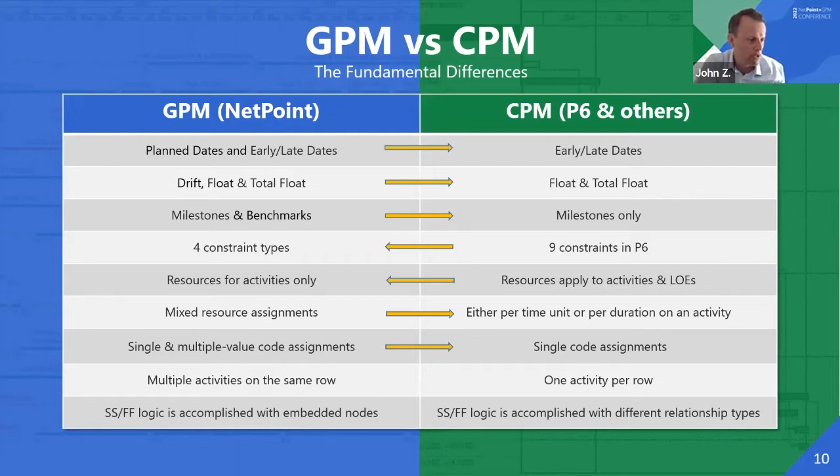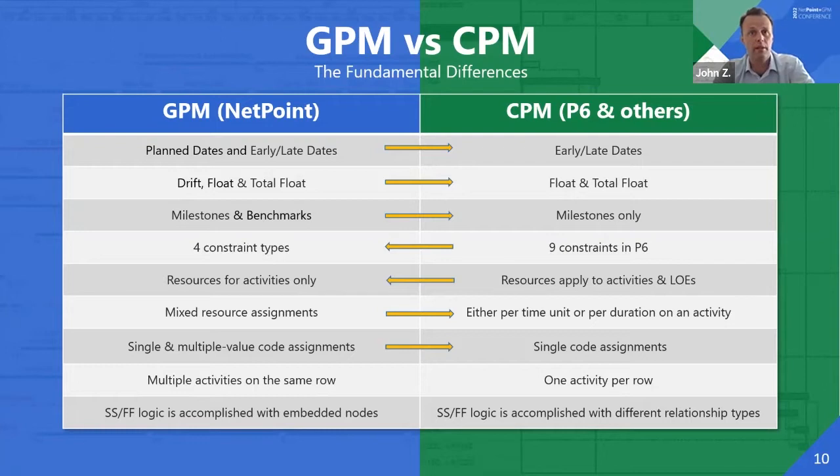So for any P6 users out there, you can obviously assign an activity as either per time unit or per duration for its resource assignments. So for example, if you have a 10-day activity and you want to assign 10 units of resources to it, you could either say per time unit, so you could say 1 per day and then you get your 10, or you could say per duration and then your total would be 10. So the behavior seems the same at first, but then clearly if the duration increases to 20, say, in the first case, you'd end up with 20 units. In the second case, you'd still have 10.